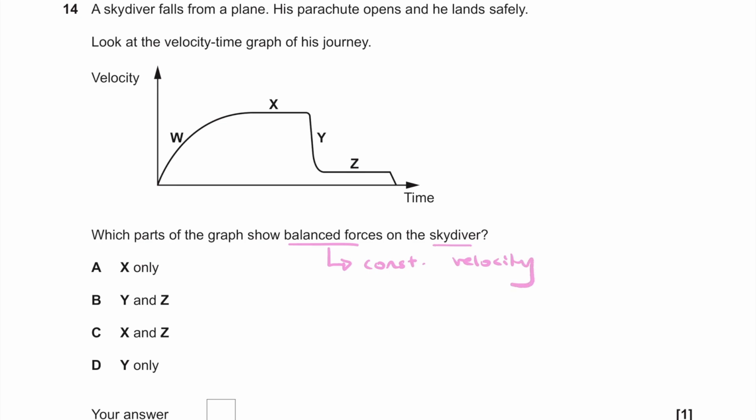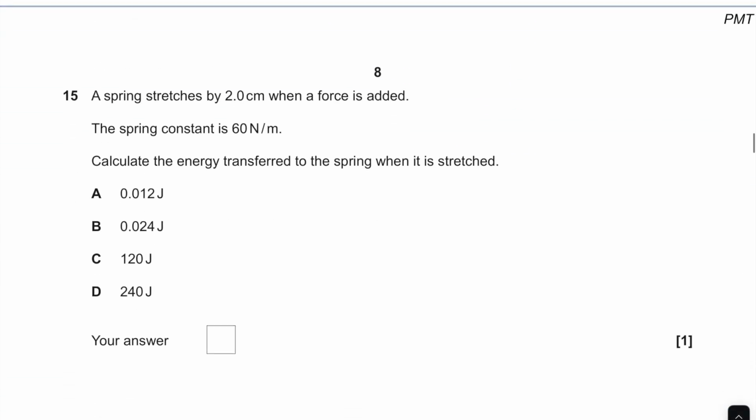So that is going to be X and Z. Question number 15. A spring stretches by 2 centimeters when a force is added. The spring constant is 60 newtons per meter. Calculate the energy stored when it's stretched.